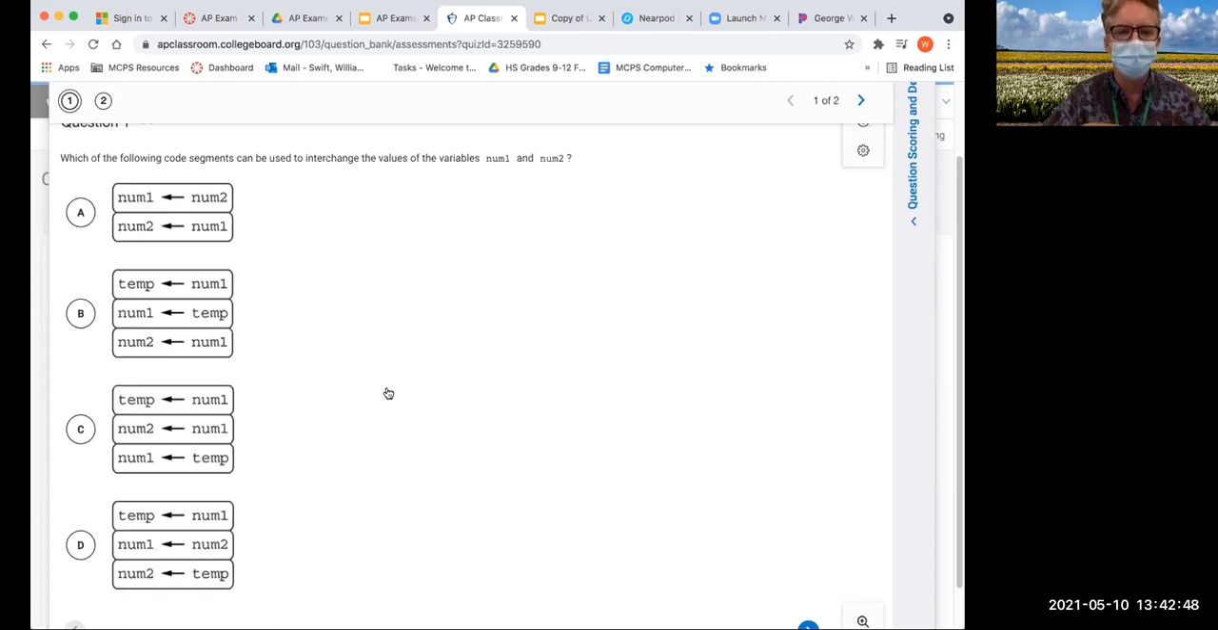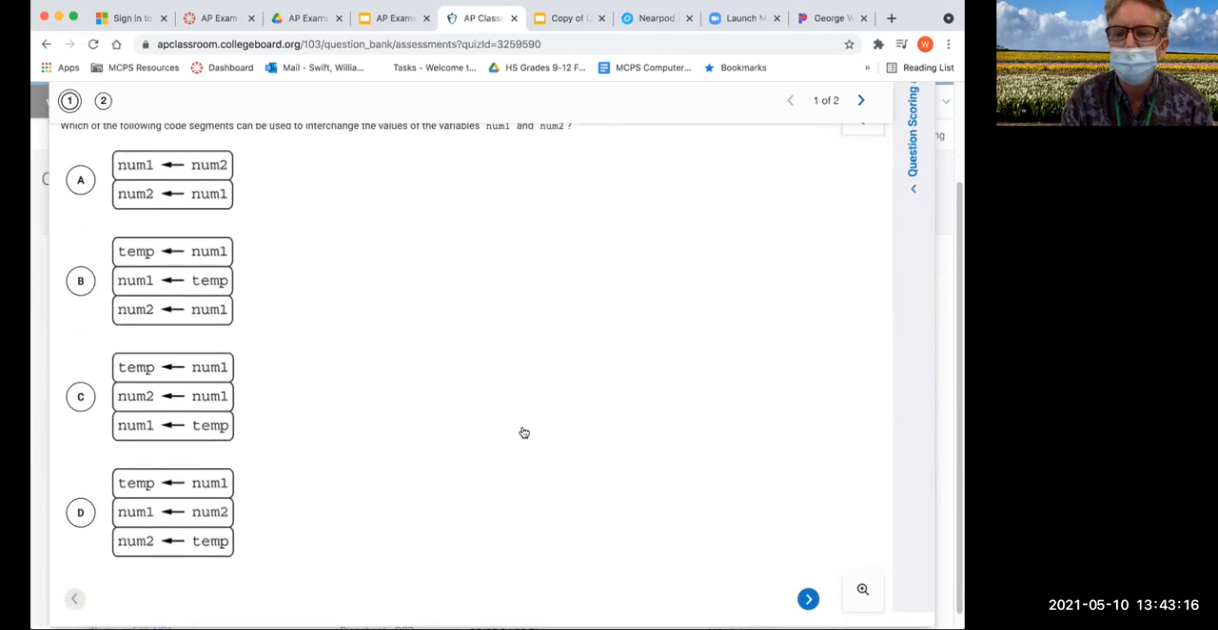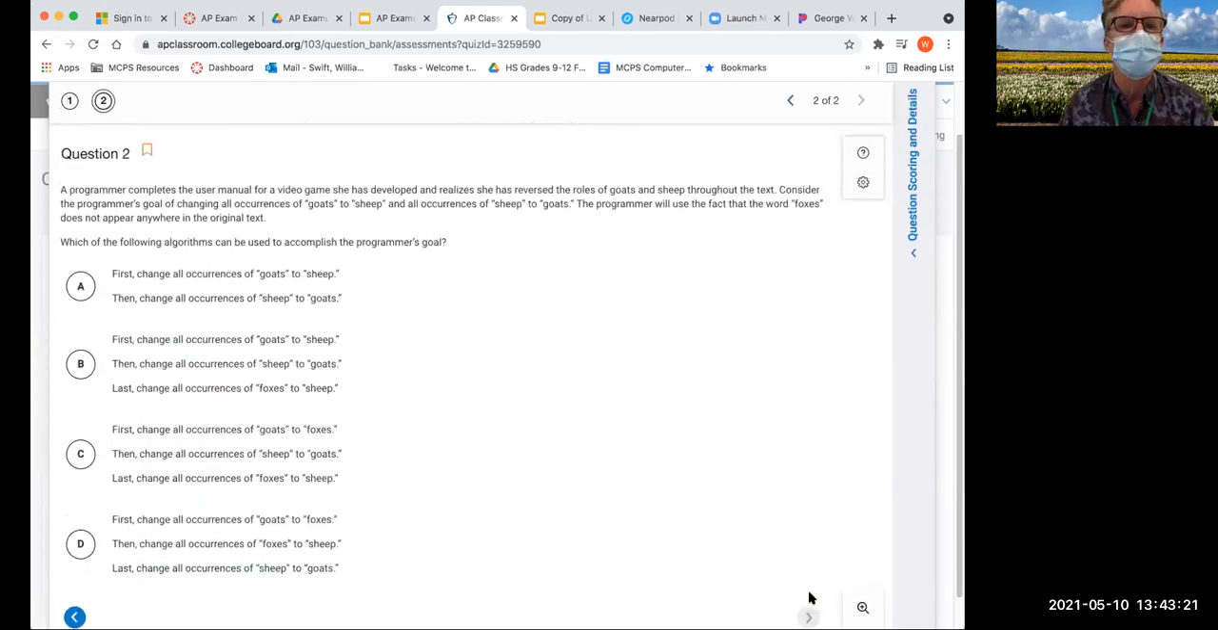Num1 goes into a temp variable. So we have num1. Then num1 gets num2. So we've gotten num2 into num1. Then num2 gets the temp. If we did any of these others, we end up destroying num1, I believe. Right? So when num1 gets num2, if num2 gets num1, it's getting num2 again. Okay? This next one is very similar, but I find it makes more sense to me.